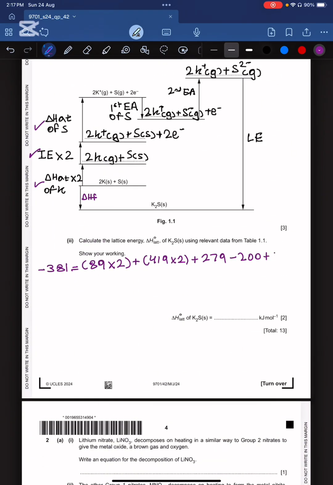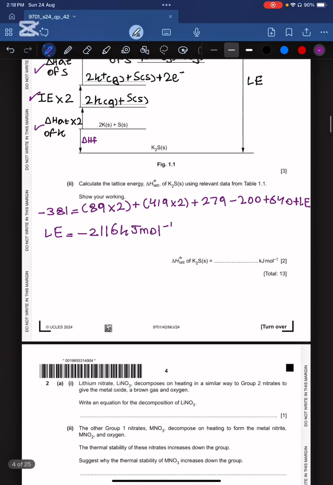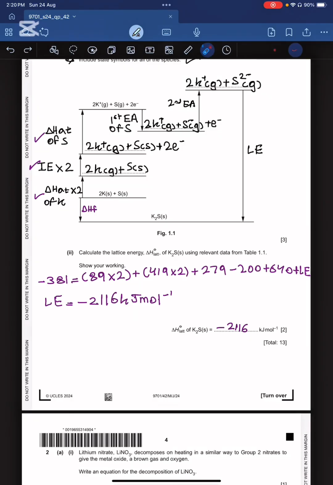Minus 200 plus 640 plus the lattice enthalpy, because that's the value which I have to calculate. Treat it as a simple single variable equation, and then the lattice enthalpy comes out to be minus 2116 kilojoule per mole. This becomes minus 2116.